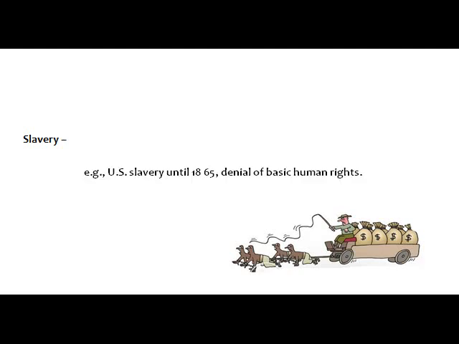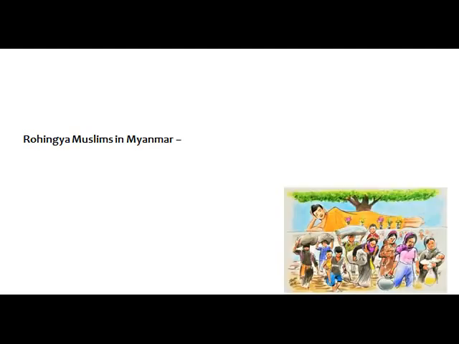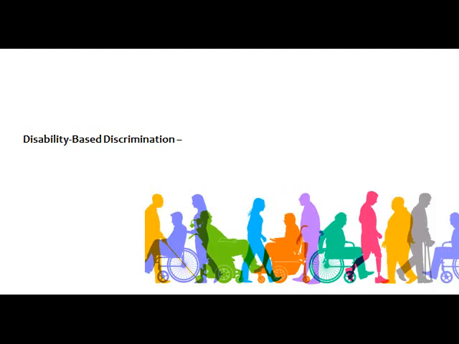Slavery. For instance, U.S. slavery until 1865, denial of basic human rights. Rohingya Muslims in Myanmar. Modern example of ethnic discrimination. Disability-based discrimination. Exclusion and lack of accessibility for disabled individuals.